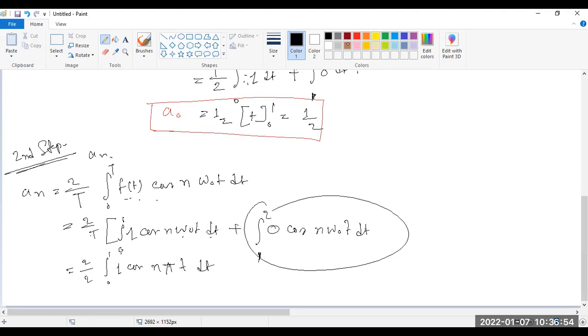If I integrate it, then this gets cut. If I integrate this, what happens? This one comes outside, and if I integrate, cos becomes sine, and n pi becomes n pi in the denominator, that is sine n pi t, from 0 to 1.